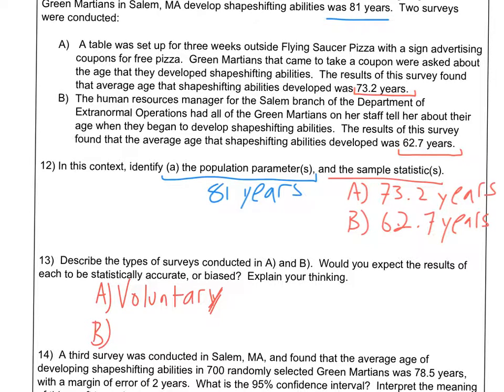The second one, where the human resources manager is just asking people on her staff, that's a sample of convenience. And all that this does is give us an idea for the average age of her staff in terms of shape-shifting abilities, which is 62.7 years.